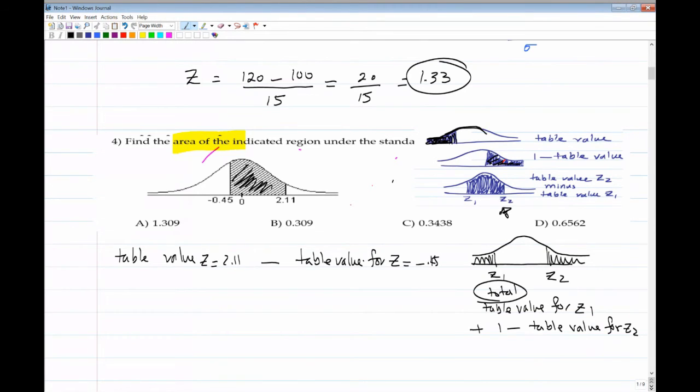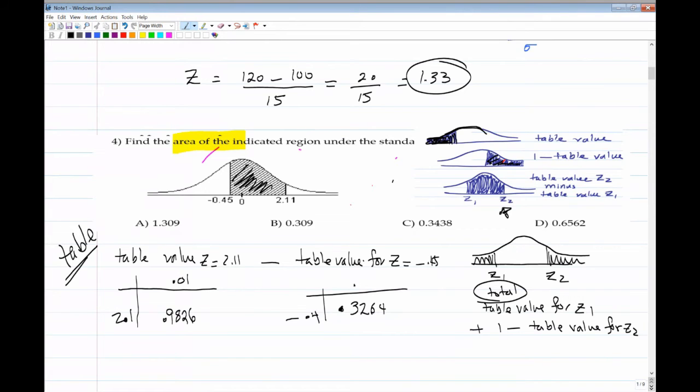Now when we actually do this, we go to the table value, where you can read 2.1 on the side and 0.01 on the top. When we talk about table value, we're talking about Table 4, the normal z distribution. Looking at the value right here, this value is 0.9826. Now for z equal to negative 0.45, the value is 0.3264, and the way we look for that is negative 0.4 on the side and 0.05 on the top.